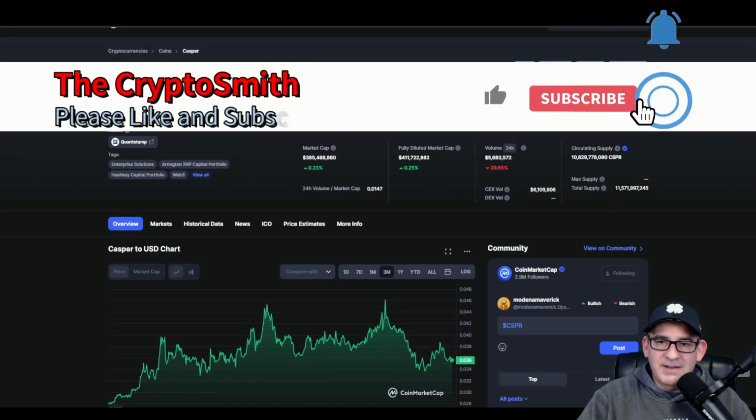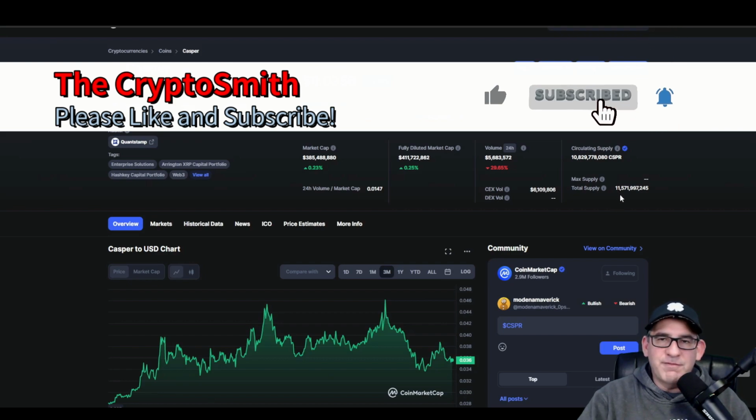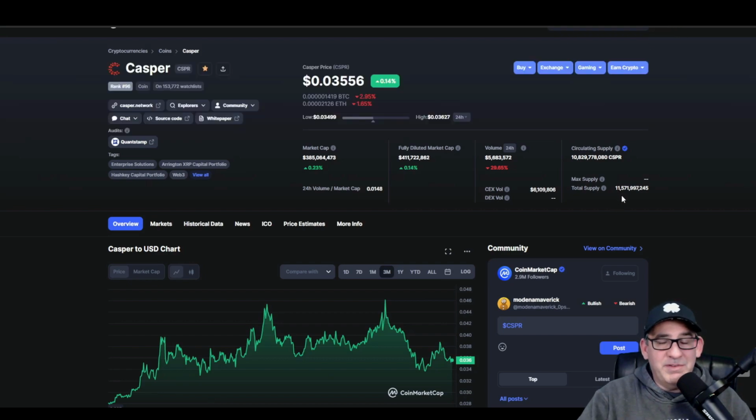You're only looking at a total supply of 11.5 billion tokens, which sounds like a lot, but in the crypto world, that's not a lot. Market cap right now, $411 million. And it's sitting about 3.5 cents. So it really is holding its own right now in this protracted bear market, which maybe it's going to turn around soon. Hopefully it will.